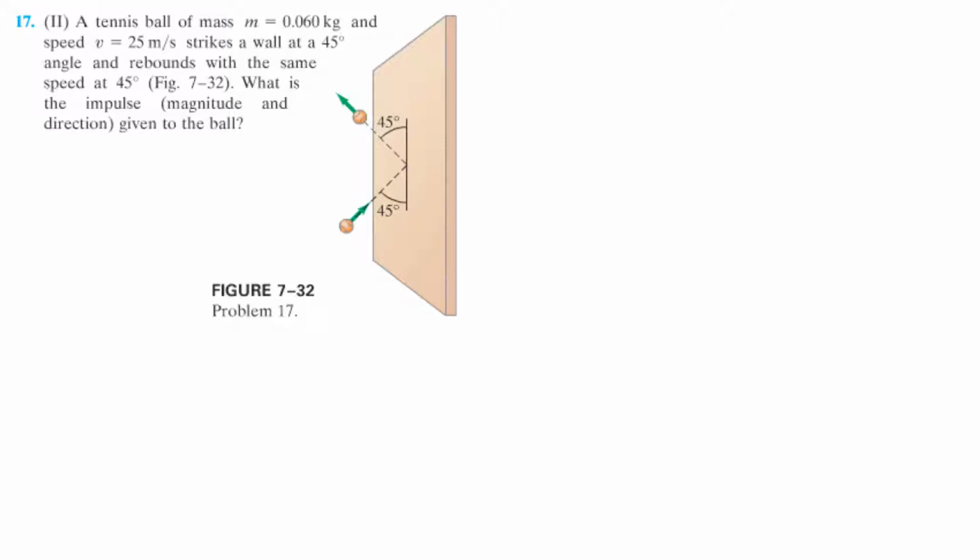It's a momentum problem, but really, it's a review of motion in two dimensions. Let's go through it. So a tennis ball has a mass of 0.60 kilograms and a speed of 25 meters per second, and it hits the wall at 45 degrees and it bounces off at 45 degrees. So the problem wants us to calculate the impulse, which is the change in momentum, meaning the magnitude and the direction of that change in momentum.